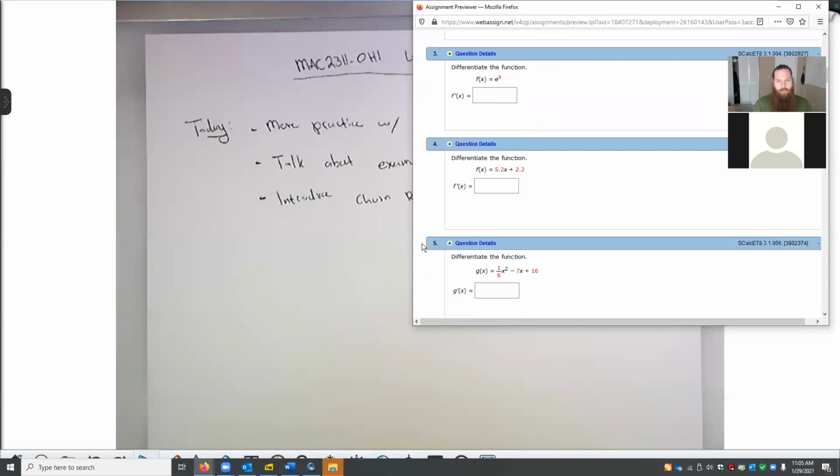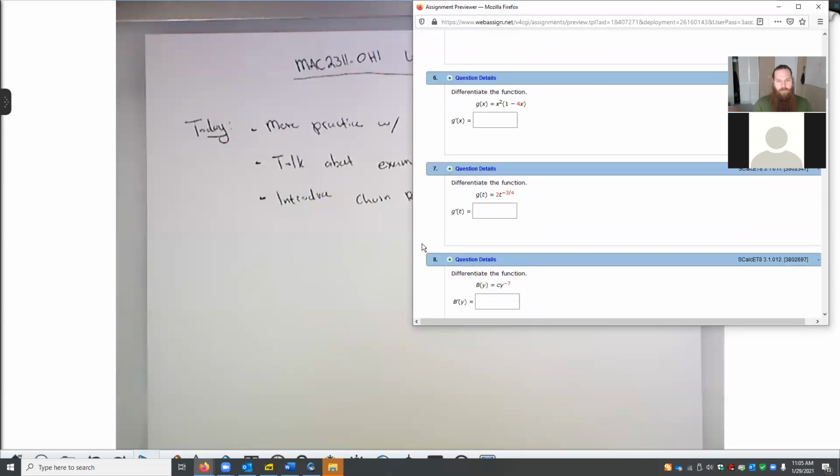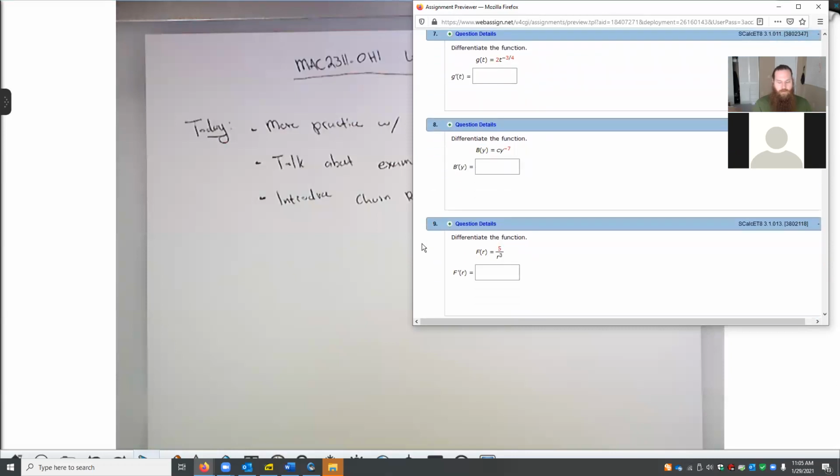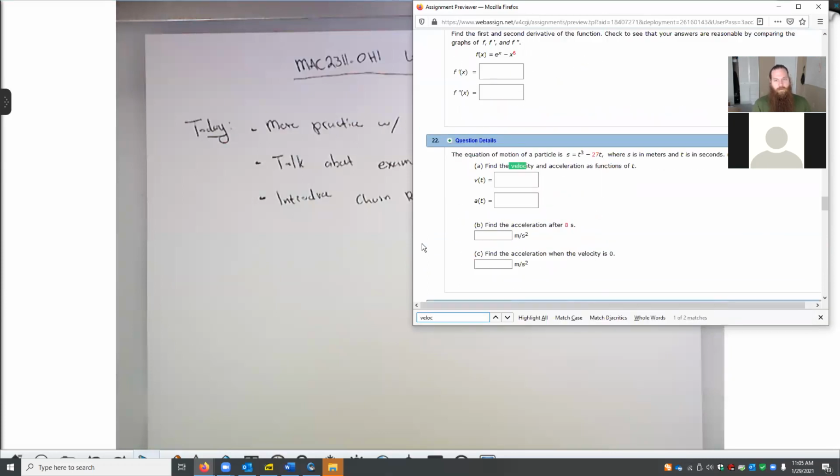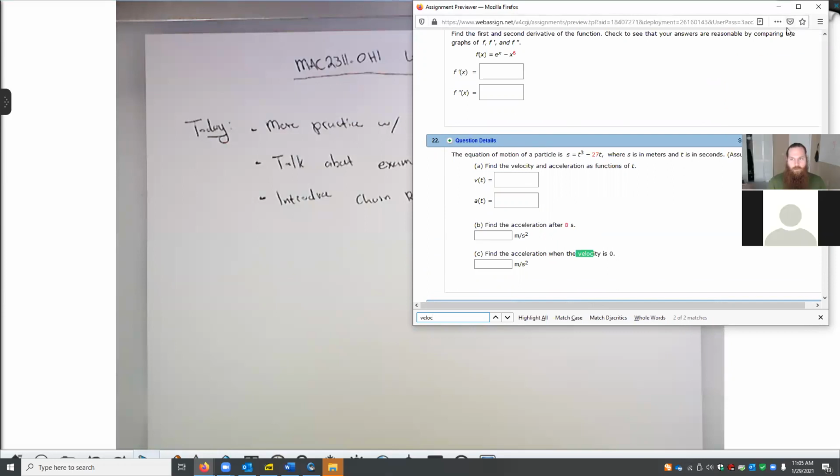So here's our definition of E. Some of these are sneaky, fun things. Search. So here's a velocity problem. Looks like this is the only one in here that mentions velocity. So I'd be happy to work this one with you guys. We can try to contextualize it as much as possible.